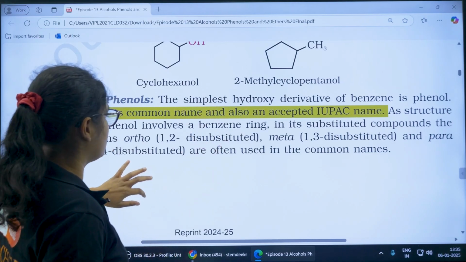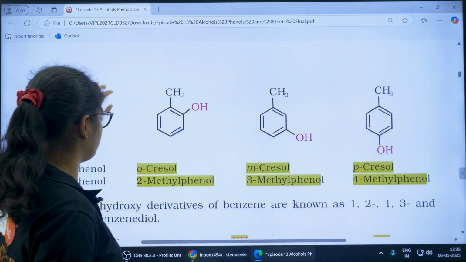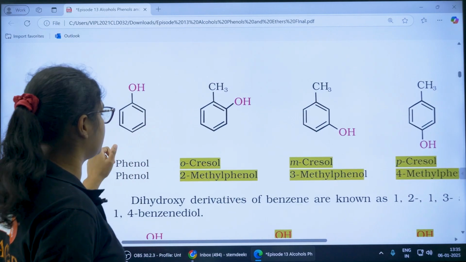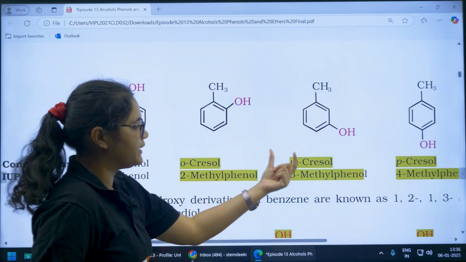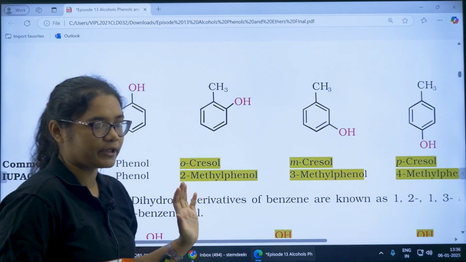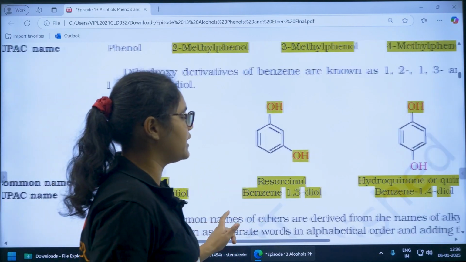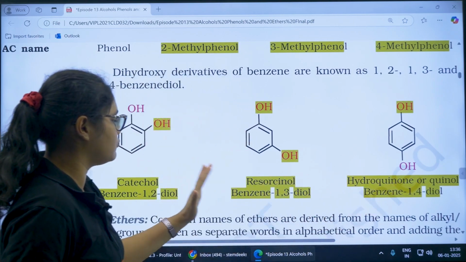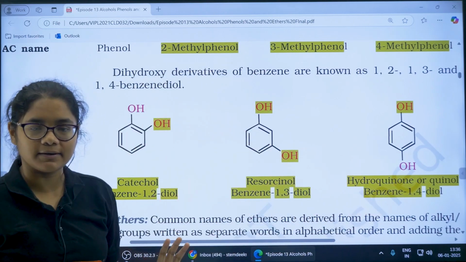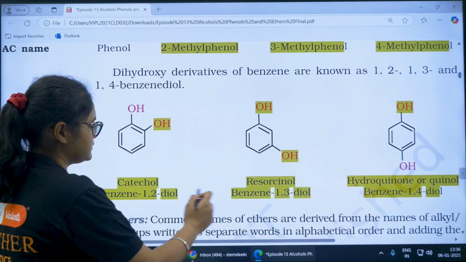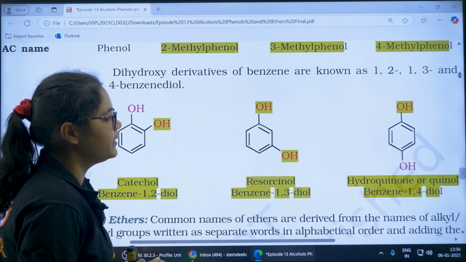Next, the common names of these are very, very important: orthocresol, metacresol and paracresol. And then you have catechol, resorcinol and hydroquinone. These 6 structures are very, very important, and especially catechol, resorcinol and hydroquinone.